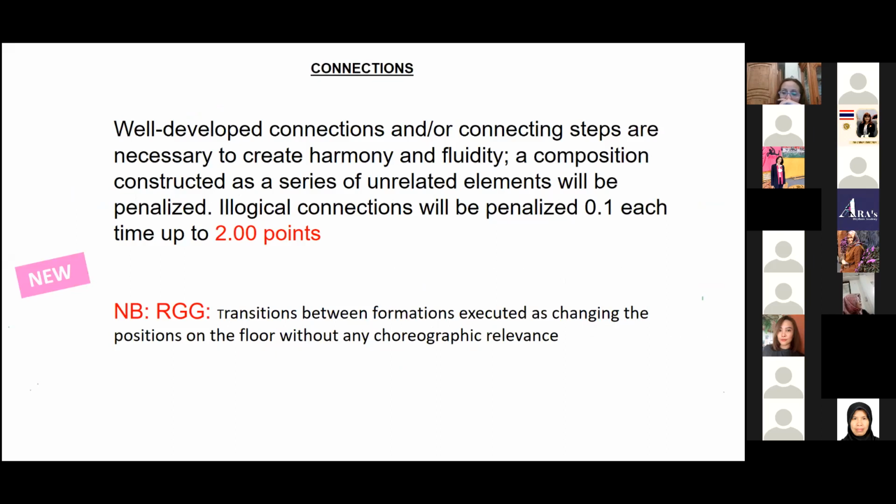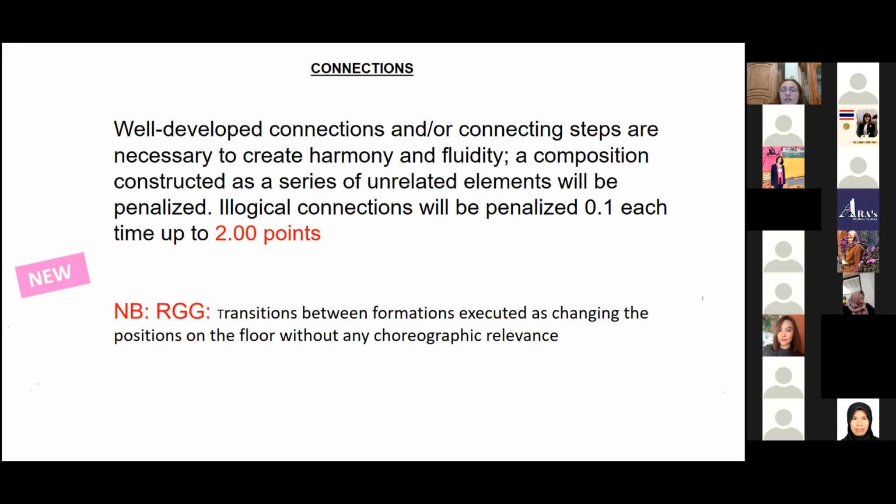Connections now are up to 2 points. From 0.1 up to 2 points. What is connections? How do you connect each element with the other? How do you go from this difficulty to the other difficulty? You need to have some connections. Why are you going from this direction to the other direction? How are you going in this way? This is all connections of the routine.